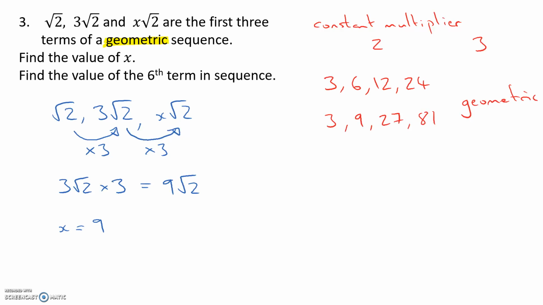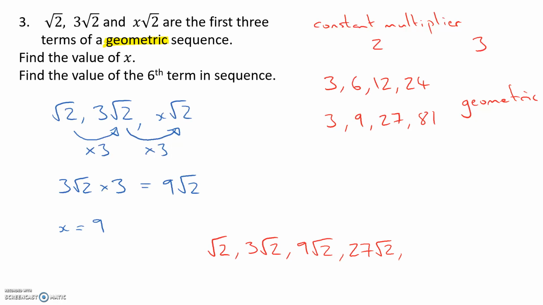Right, find the value of the 6th term in the sequence. Well, let's list them. Root 2, 3 root 2. How did we get that? We multiplied by 3. What comes next? 9 root 2. What comes next? Well, it's 9 root 2 multiplied by 3. What's that? 27 root 2. I'm going to have to let them out in a minute.